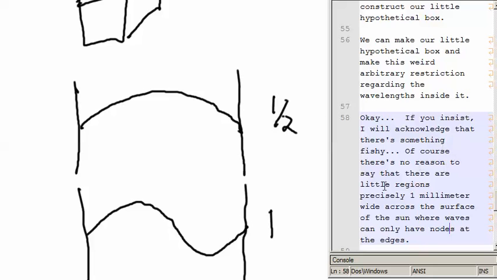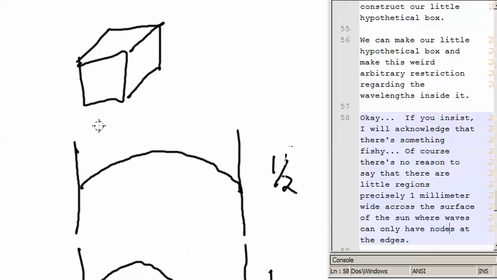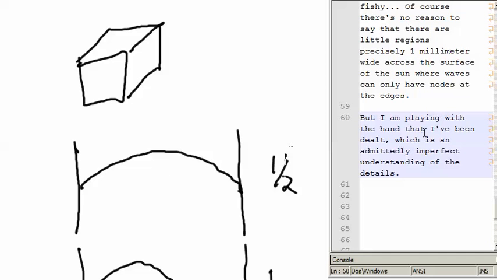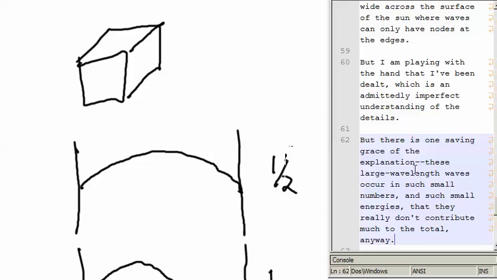Of course, there's no reason to say that there are little regions precisely 1 millimeter wide across the surface of the sun where waves can only have nodes on the edges. But I am playing with a hand that I've been dealt, which is an admittedly imperfect understanding of the details. But there's one saving grace of the explanation. These large wavelength waves occur in such small numbers and such small energies that they really don't contribute much to the total anyway.